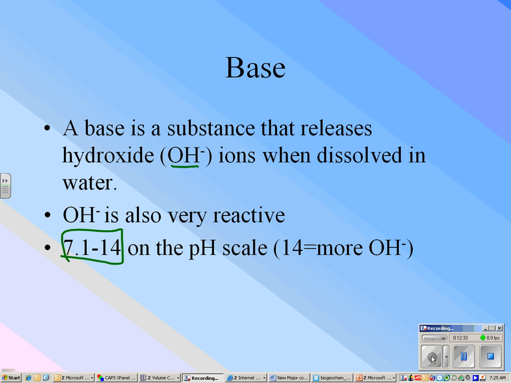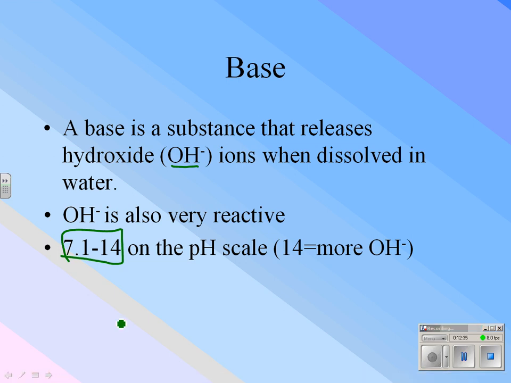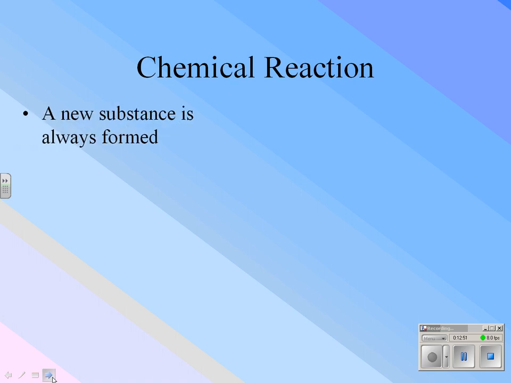Many of you, maybe in some other class or in elementary school, took acids and bases and put them together. When you do that, you get what's called a chemical reaction. We need to talk about chemical reactions because what's driving you is chemical reactions. In a chemical reaction, you always make a new substance. That's kind of the definition of a chemical reaction.